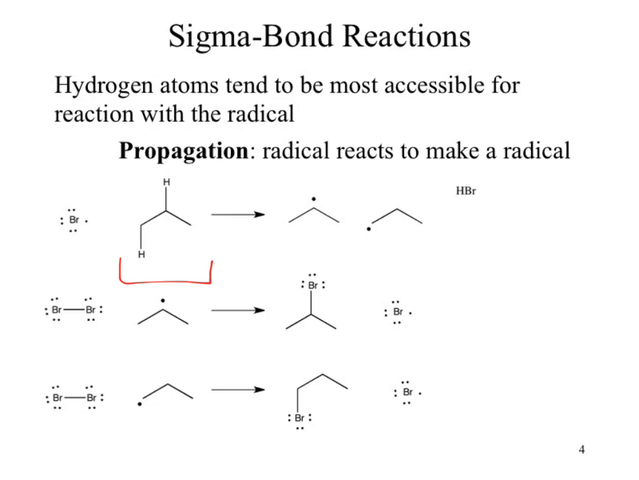So what's happening in this first step? The bromine reacts with something. What does the bromine react with, or the bromine radical? How do you know it reacts with the hydrogen? Look at the product. Product shows HBr is formed. Why would it react with the hydrogen?